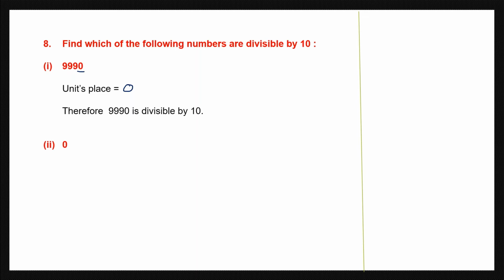Question 2, 0. So units place is 0. We only have the units place. It's 0. Therefore, this number is divisible by 10. Third one, we have 847. In the units place, we have 7. And we know 7 is not divisible by 10. Therefore, 847 is not divisible by 10.